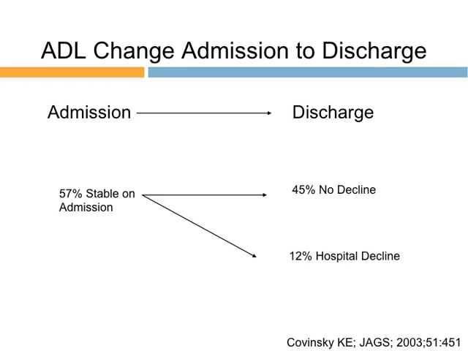Surely we would hope that those who come to the hospital without functional loss will leave without functional loss. But remarkably, of those 57% who come with stable function, 12% of them, that's about a fifth of them, actually decline in the hospital. So again, physiologically better, I should say, in terms of the admitting diagnosis, but functionally declining while they're in the hospital.